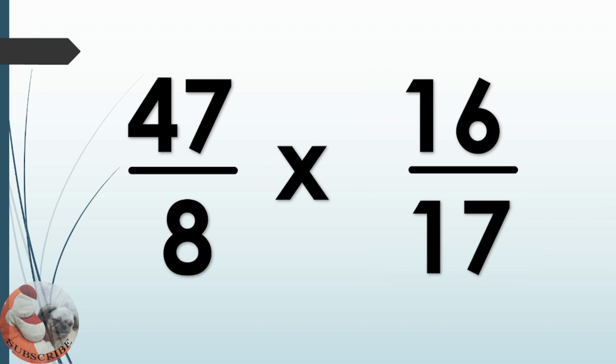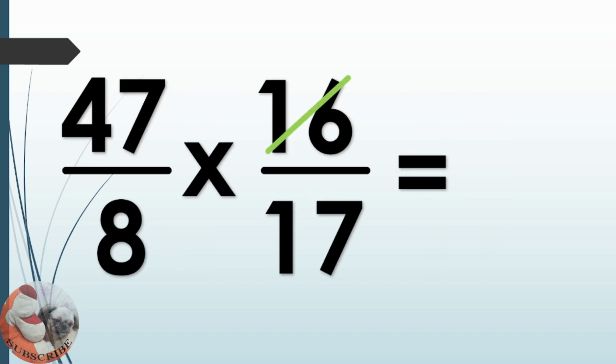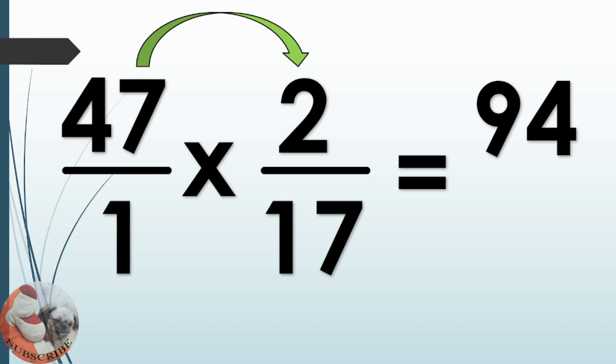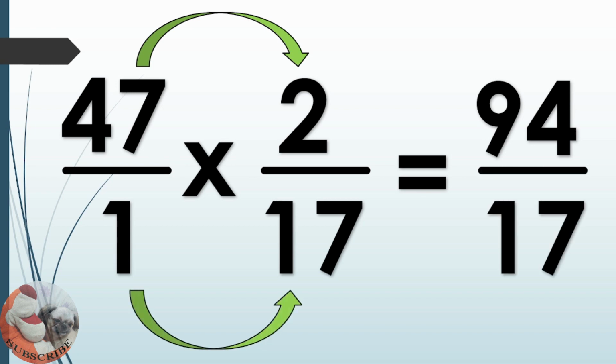Again, you can use cancellation method for 16 and 8. Divide both numbers by 8. 16 divided by 8 is equal to 2. And 8 divided by 8 is equal to 1. Then multiply the numerator by the numerator. 47 times 2 is equal to 94. Then multiply the denominator by the denominator. 1 times 17 is equal to 17. Then simplify 94/17.